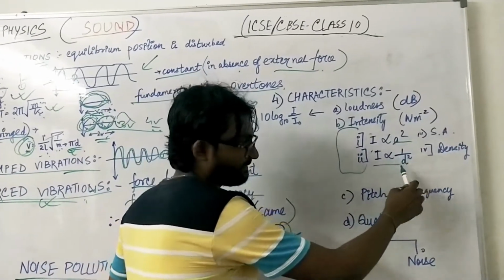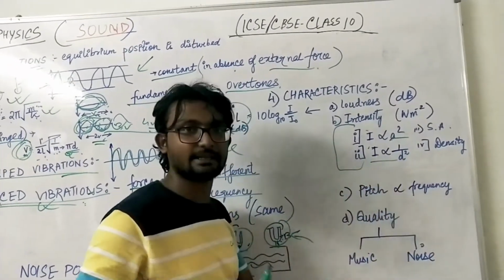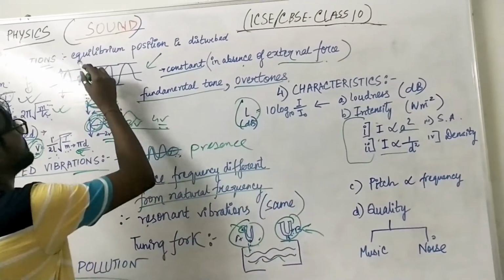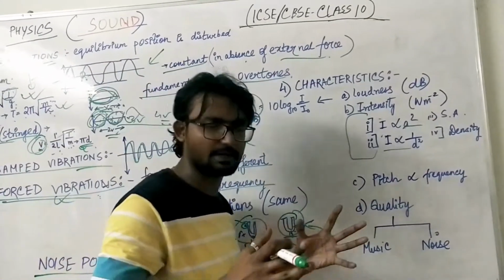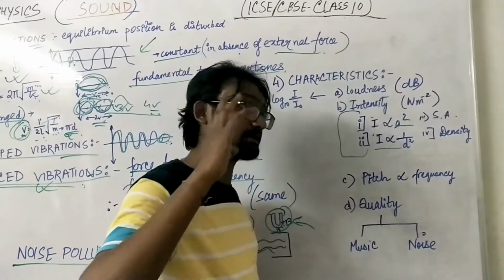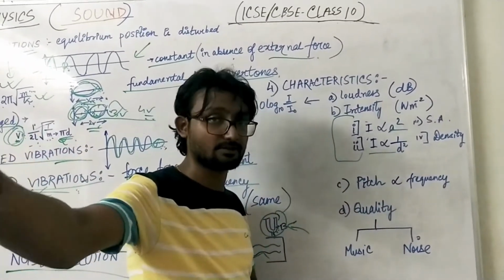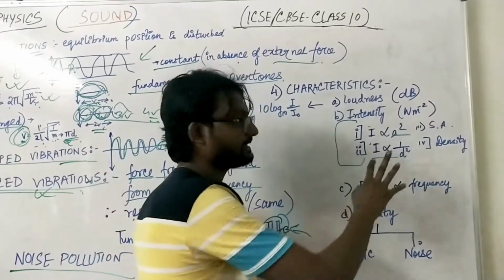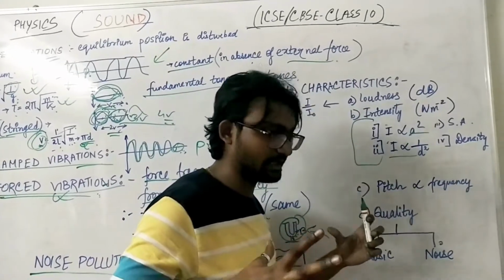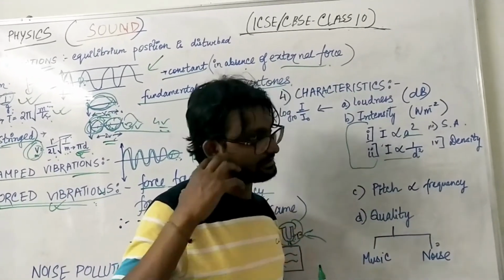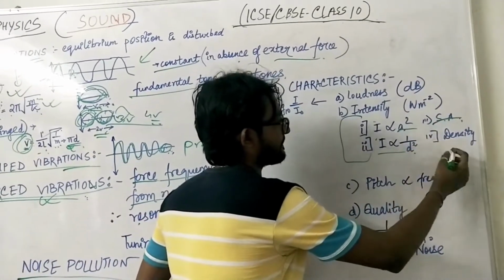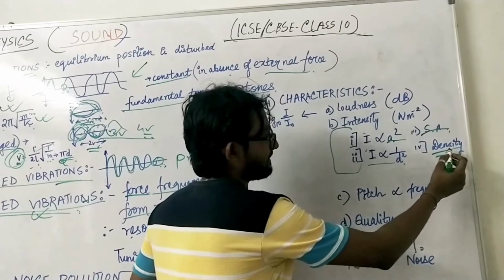Then I is inversely proportional to 1 by d squared. D is the distance, mainly depending on the source and the recipient: how long is the distance from the source of production to the recipient. So that is the D. You can guess that when the distance is lesser, the intensity of the sound will be more. So there is the surface area, as I told you, and over here density.